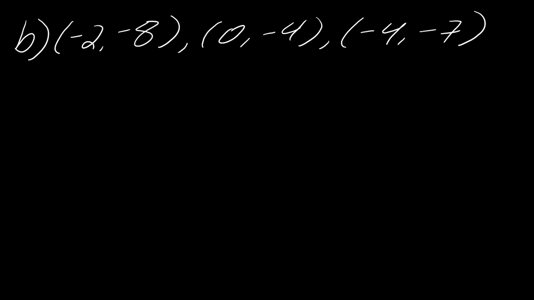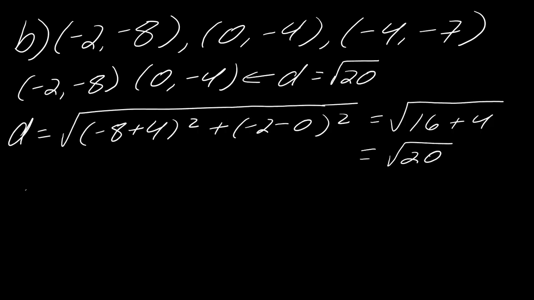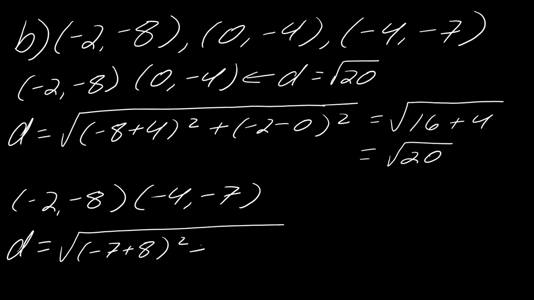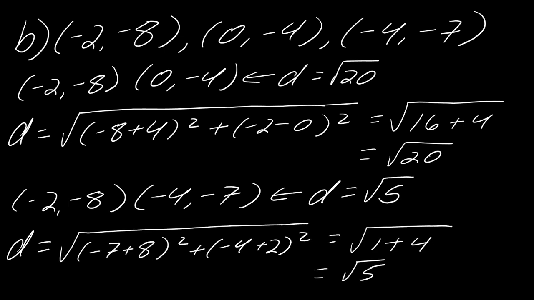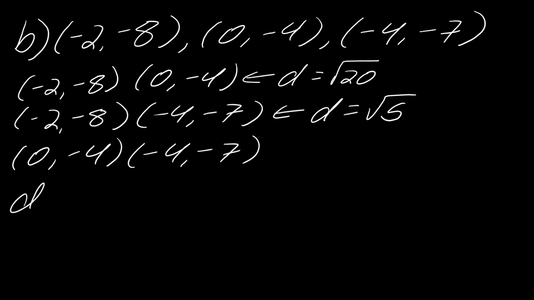Okay, so I don't want to spend a lot of time, because if I do this, it's just going to take forever. So let me just show you the work involved with this. I'll start with -2, -8, and 0, -4. So here's the work for that. And then here are the next set of points. So let's take -2, -8, and -4, -7. Okay, I'll make a little space. And now I'll find the distance between 0, -4, and -4, -7. Let me show you that.